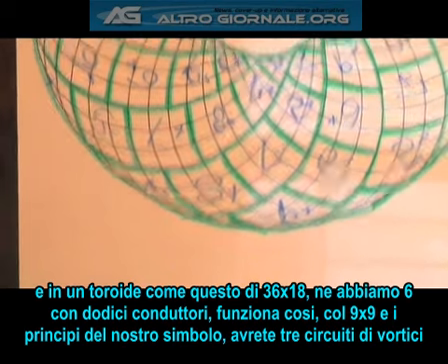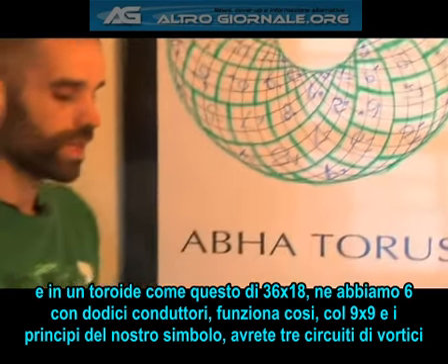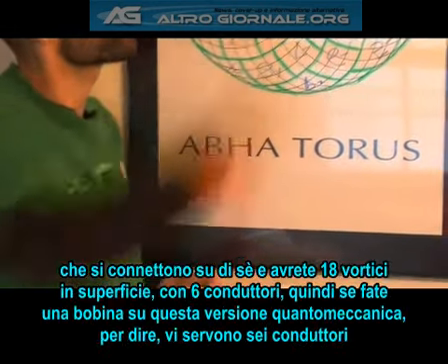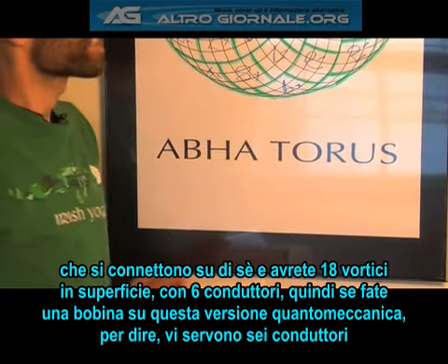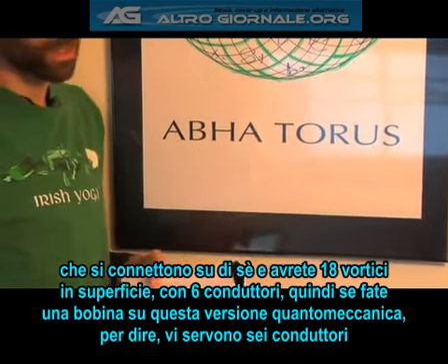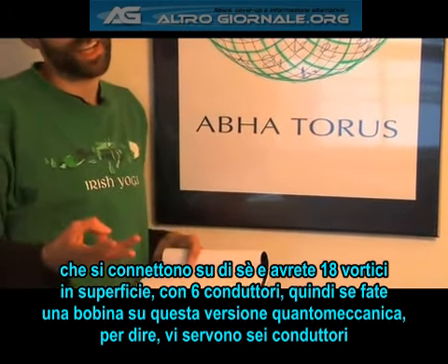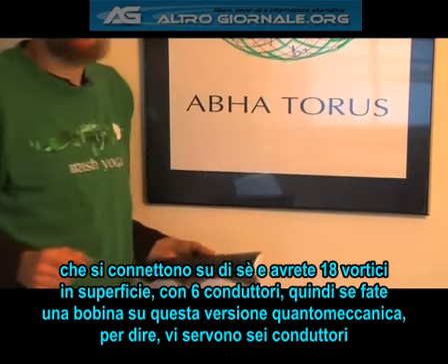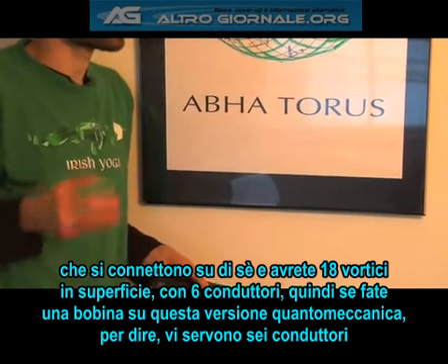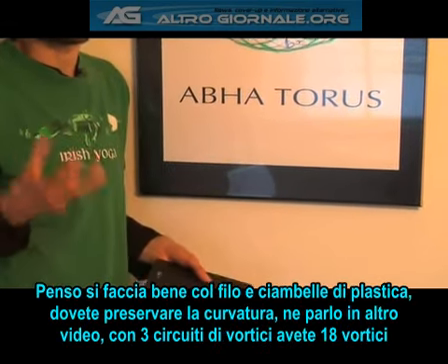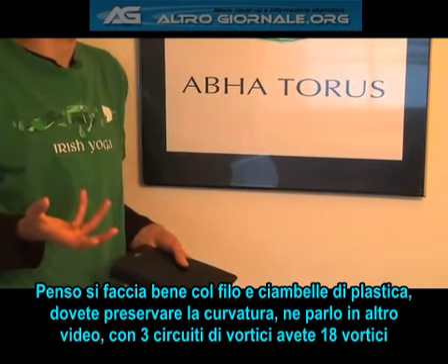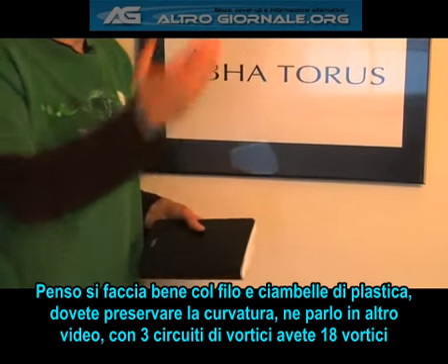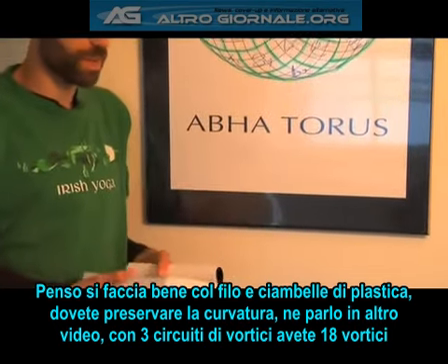If you do a 9 by 9, you can have all the principles of your symbol. You're going to have 3 nested vortices circuits. They do always connect back to themselves. You're going to have 18 vortices over the surface. There are going to be 6 conductors. So if you're making a coil based on this quantum mechanical version of it, you're going to have a minimum of 6 different conductors. Now, ultimately, I think it should be done in a better form than with wires and plastic donuts like that. You have to be able to preserve the curvature, and I talked about that in my other video.